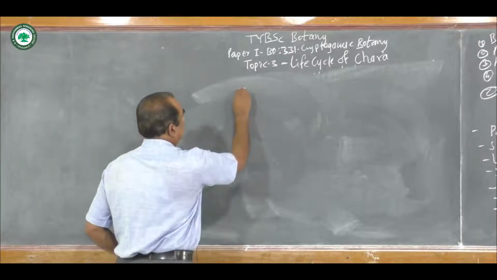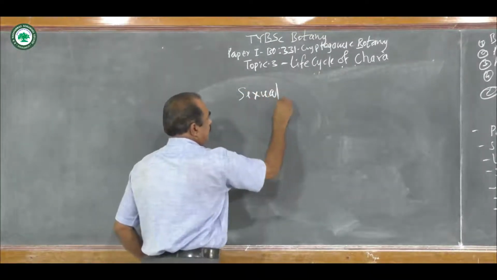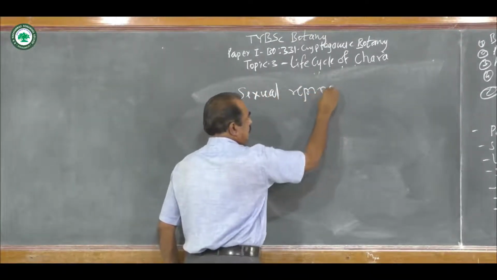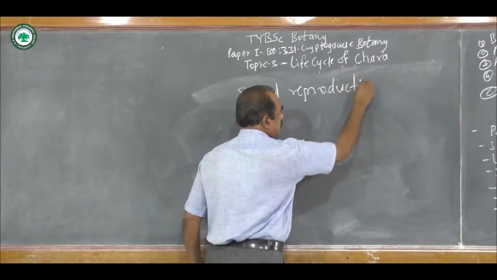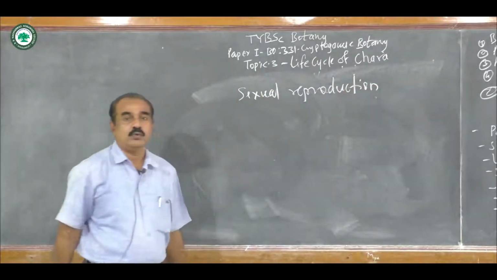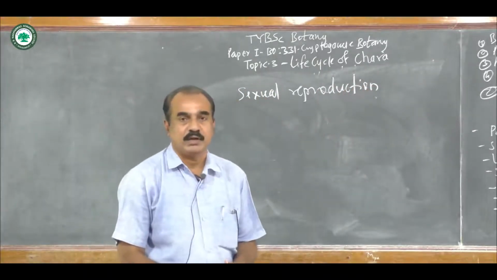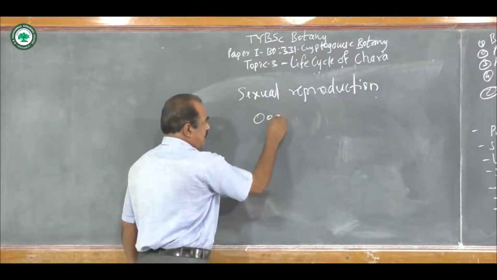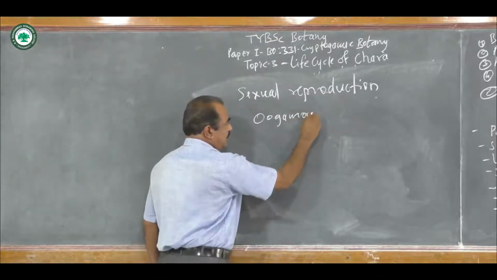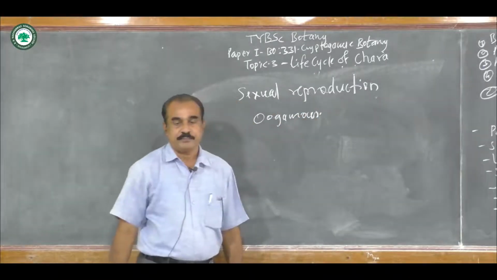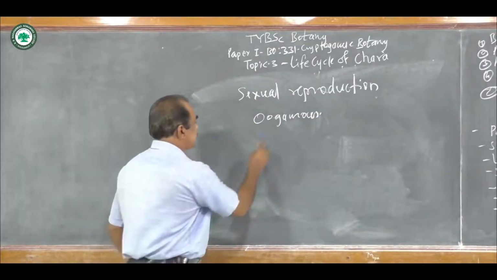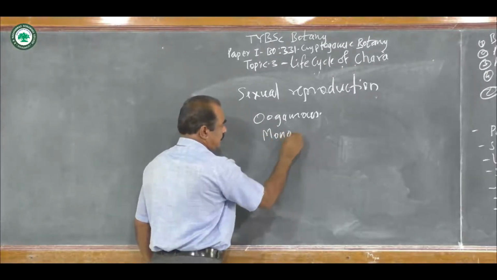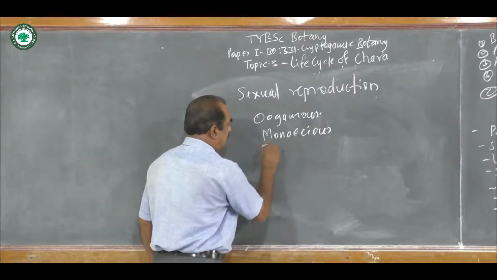Next point, that is the sexual reproduction. As the oogonia are dominant in the life cycle of the Chara, the type of sexual reproduction in Chara is oogamous. So the type of sexual reproduction found in the Chara is oogamous. Now the plants are monoecious or dioecious.